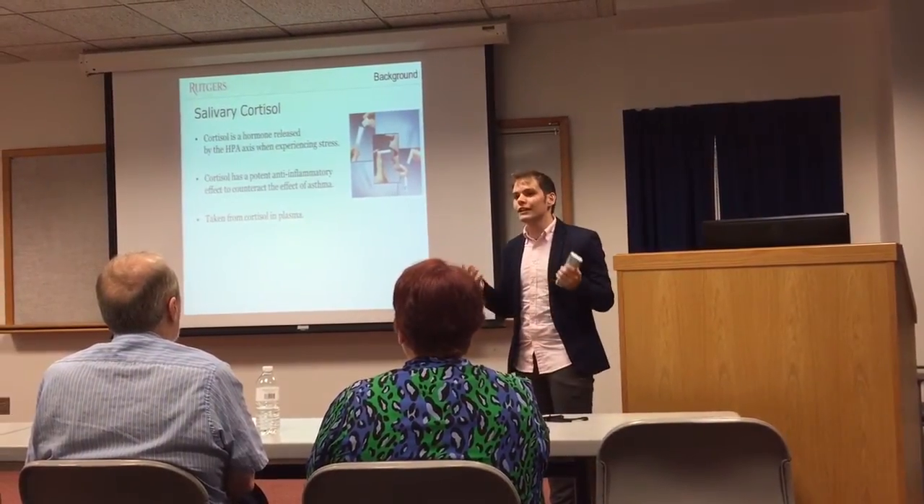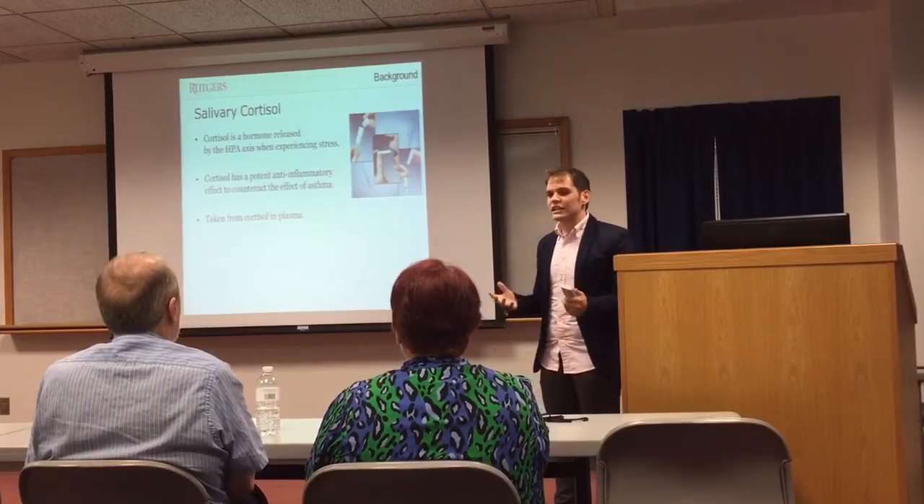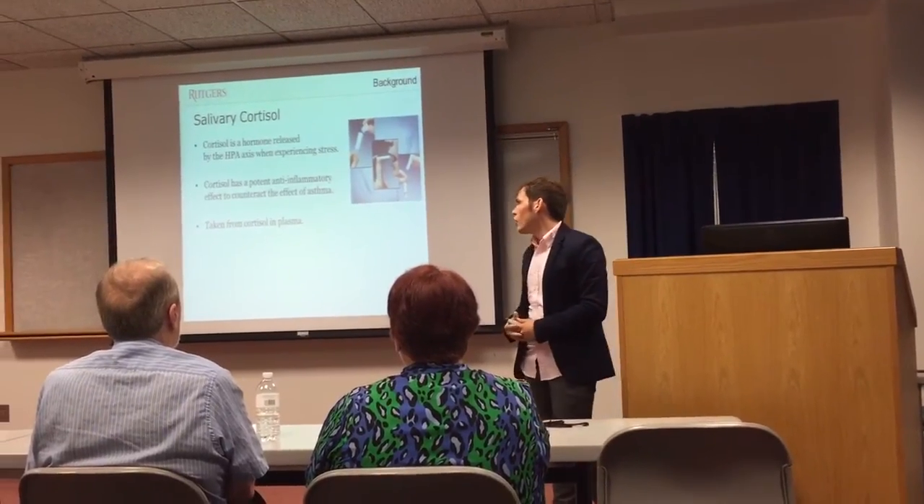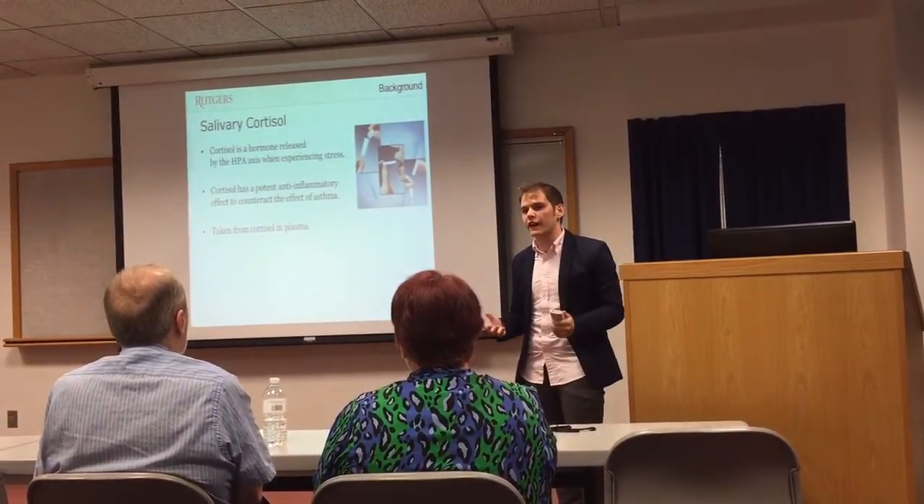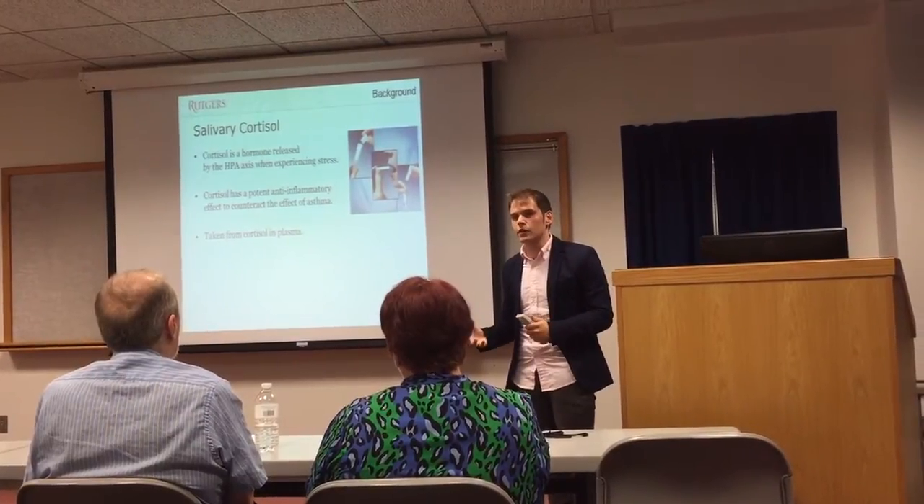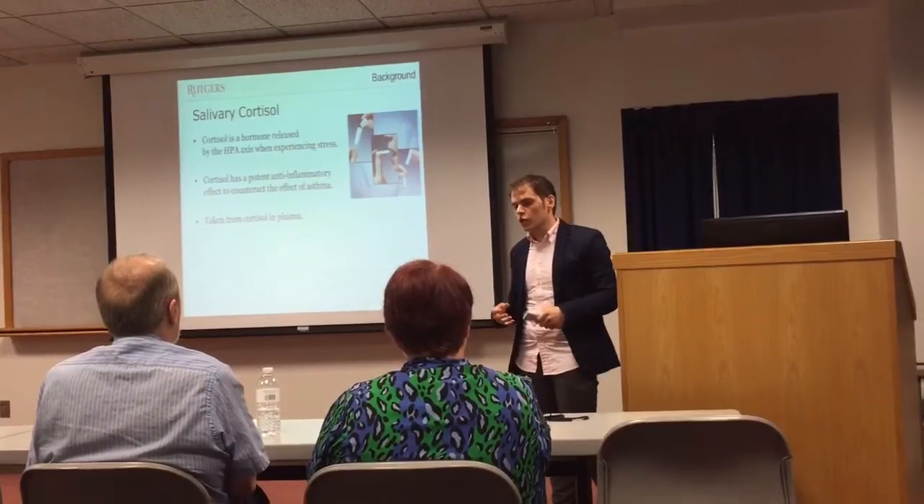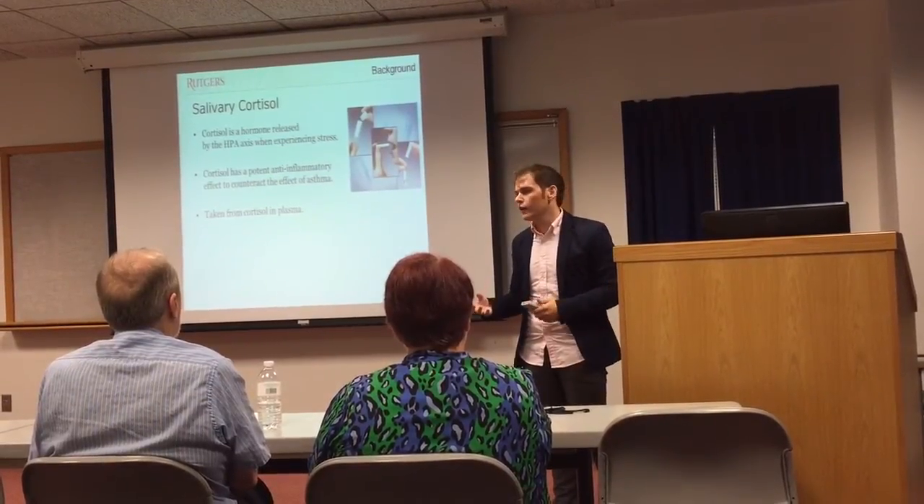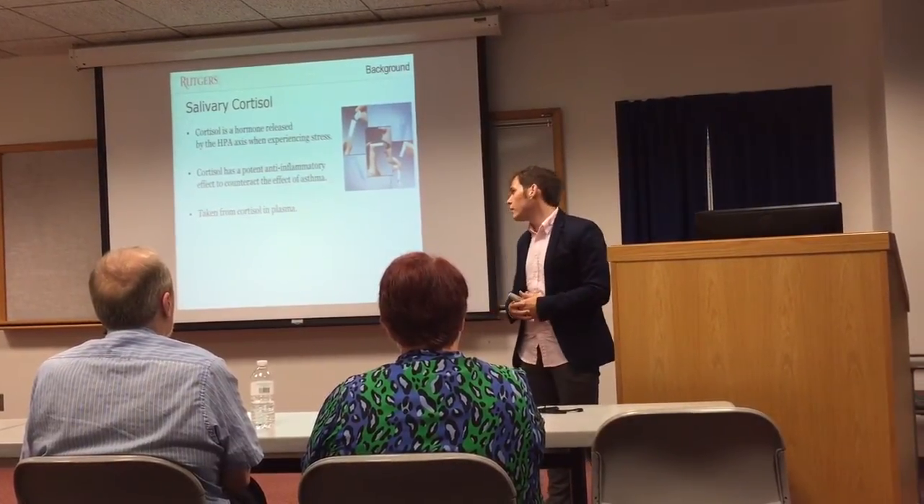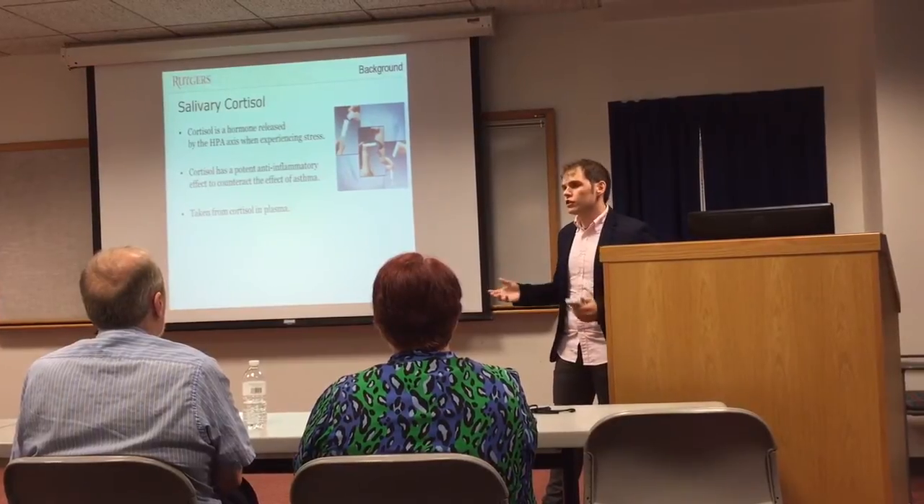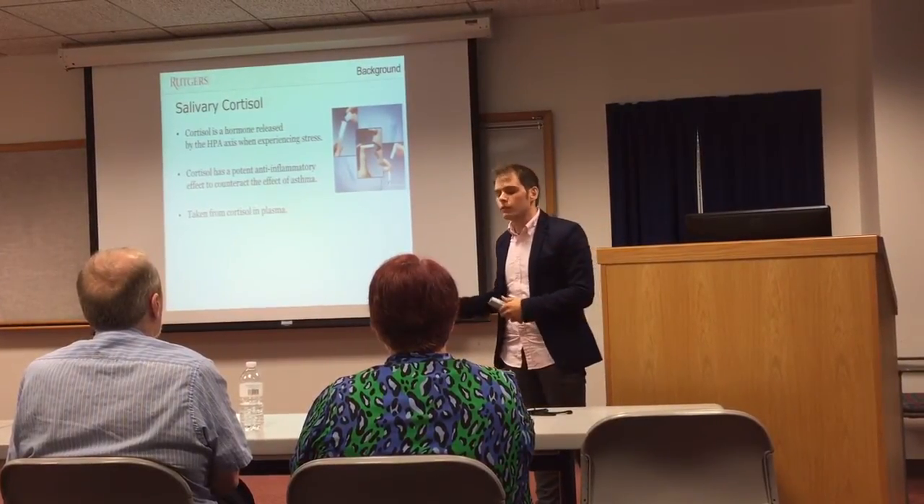Cortisol is a hormone released by the HPA axis when experiencing stress. Cortisol has a potent anti-inflammatory effect to counteract the effects of asthma. So asthmatics usually have higher levels of cortisol because of that, compared to people without asthma. And the salivary cortisol is taken from cortisol in plasma.